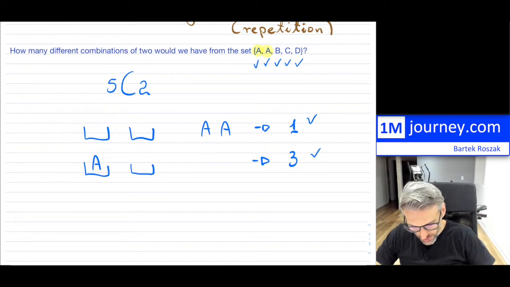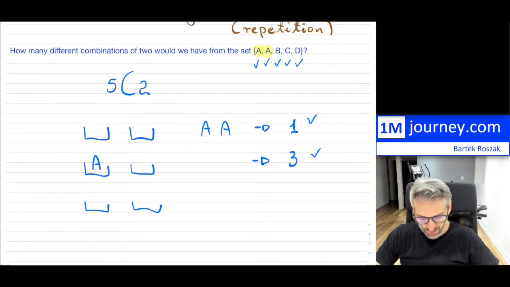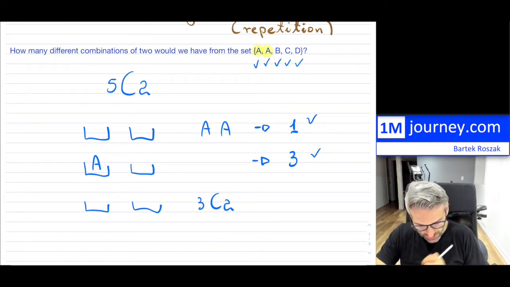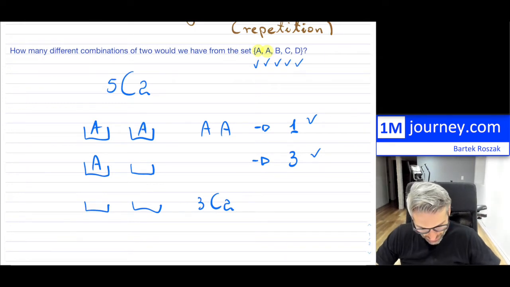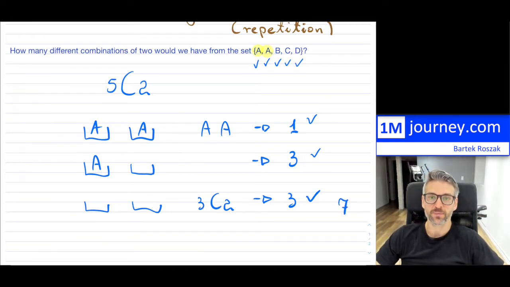And then finally, if there were no A's at all, so we would have either a B, C, or D, then we're really just choosing 2 from 3. So that's what we're trying to do. So we would have 3 choose 2 if there were no A's at all. So here this was 2 A's, 1 A, and then no A. So this is 3 choose 2, and 3 choose 2, I guess, is 3 again. So in total, we actually have 7.